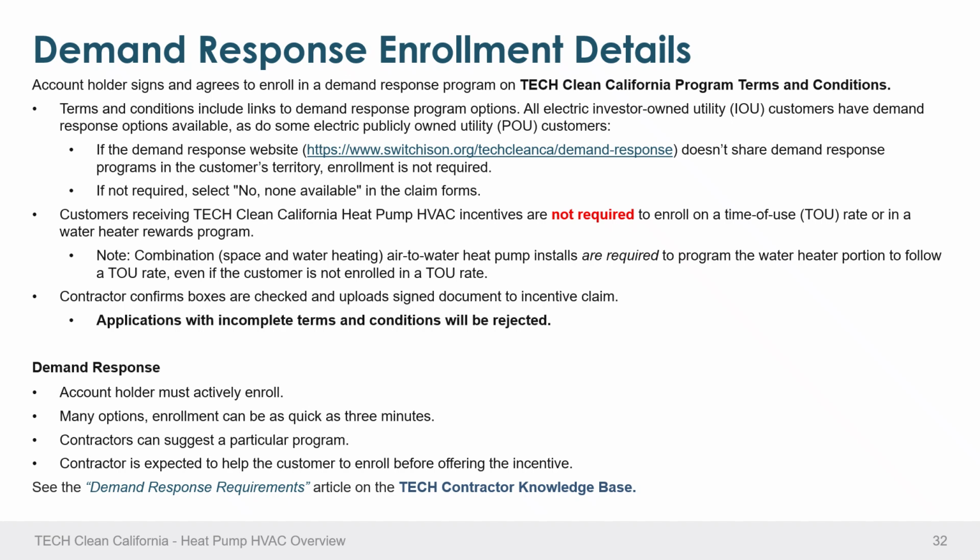Customers will also have the option to enroll in any qualifying demand response program of their choice. As discussed on the previous slide, there are many options. An enrollment can take as little as 3 minutes. Contractors are encouraged to familiarize themselves with the options and are invited to call out any option which they think will be the best for their customer to help narrow the choices. Contractors are expected to help the customer enroll before completing the sale.